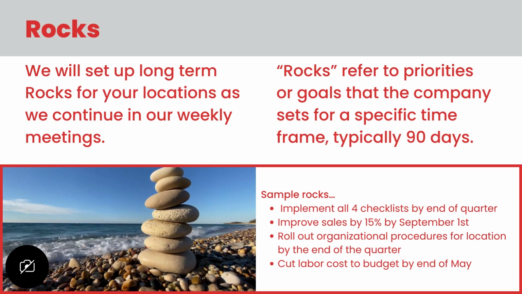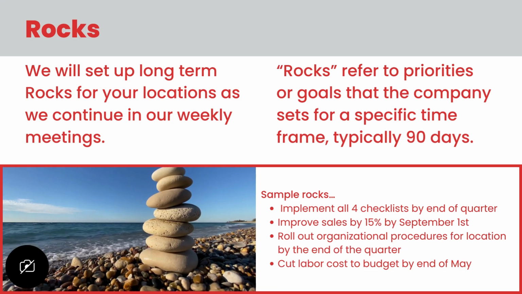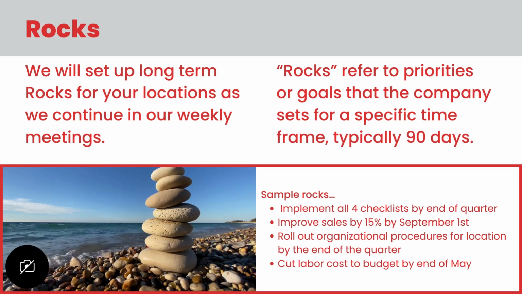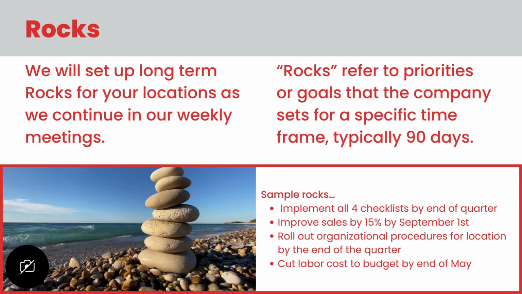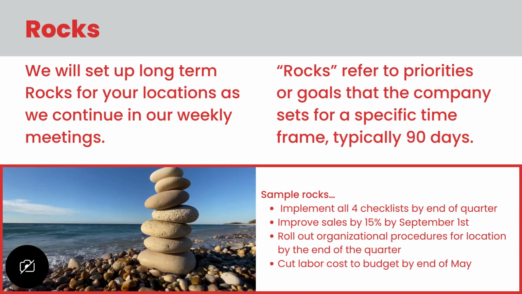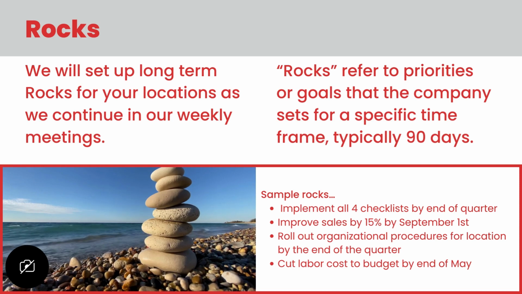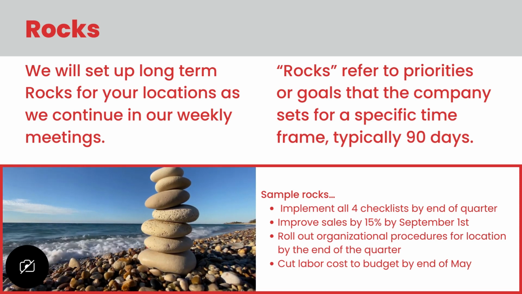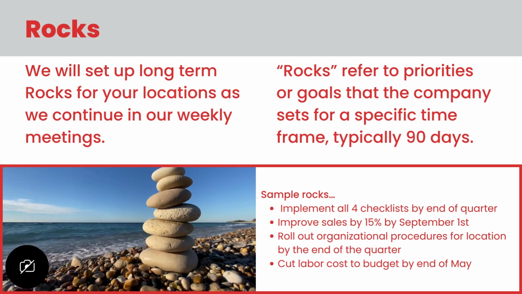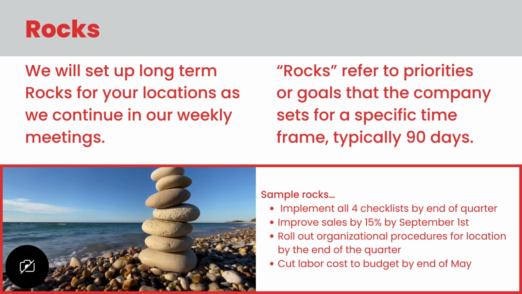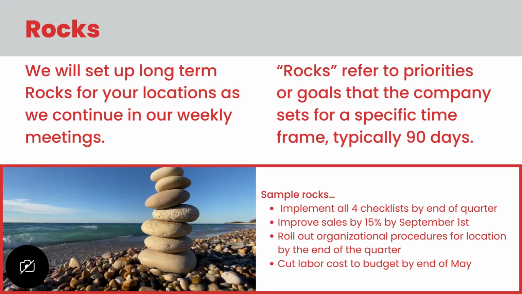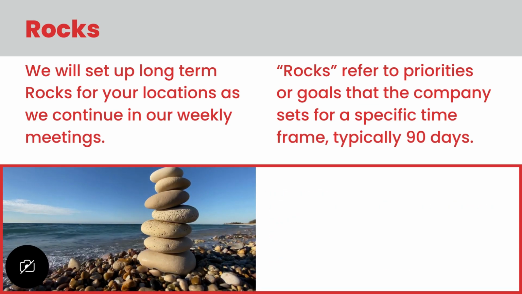These are things that are large projects that are within that 90-day period. It's really important that we set these for you and that we outline who owns these rocks too, right? So a manager might own a rock for implementing all 4 checklists, or a chef might own a rock for cutting food costs by 10% at their location. These are what rocks are. We will help you in setting these up and setting up milestones for these rocks. Milestones are action items or to-dos, or at least very similar to to-dos that are set up for rocks.